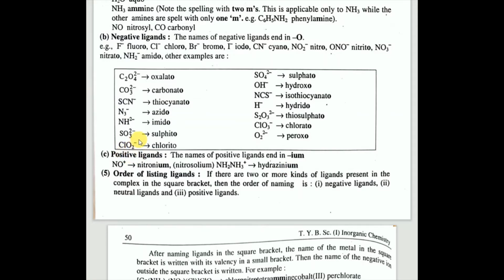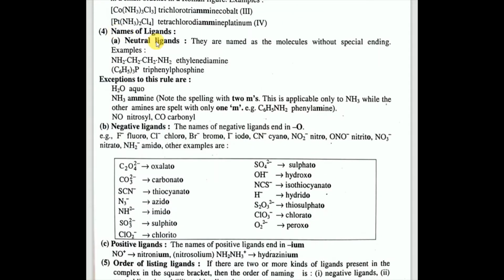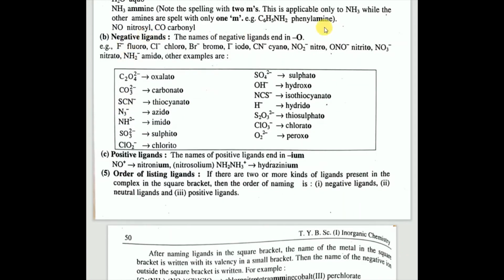So when we write the name of neutral ligands, we simply write the names. When the ligands are negative, we join the suffix O. When the ligands are positive, we join the suffix IUM. These are three important rules to write the name of any ligands in either a cationic complex, anionic complex or a neutral complex.